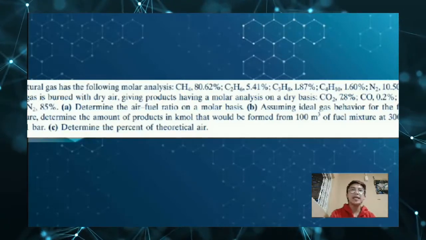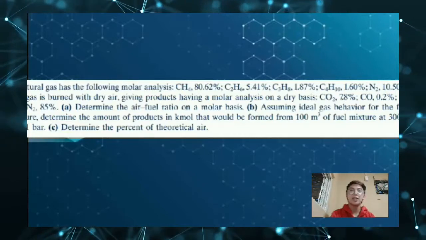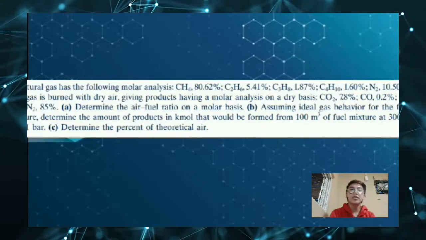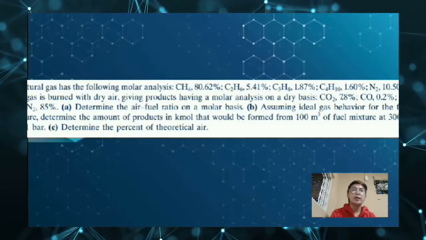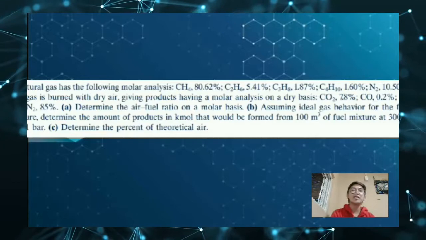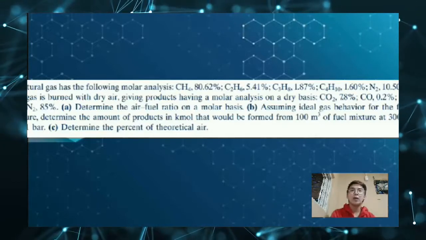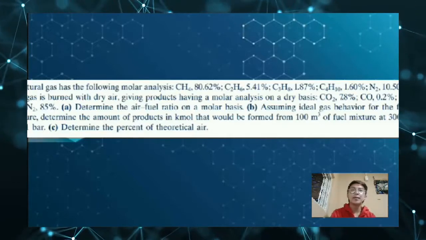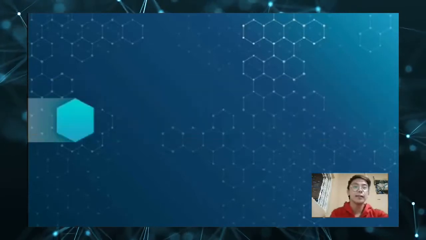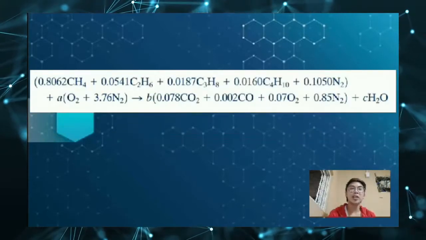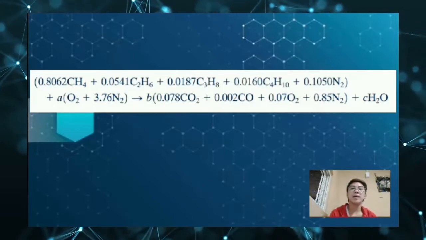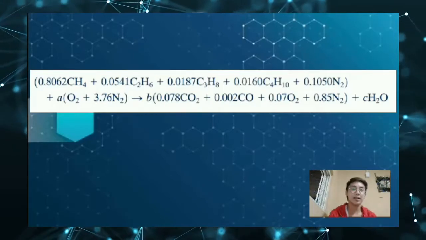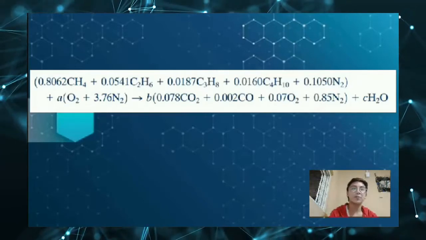B, assuming ideal gas behavior for the fuel mixture, determine the amount of products in kmol that would be formed from 100 cubic meters of fuel mixture at 300 K and 1 bar. Letter C, determine the percent of theoretical air. Analysis. The solution can be conducted on the basis of an assumed amount of fuel mixture or on the basis of an assumed amount of dry products. So let us illustrate the first procedure.